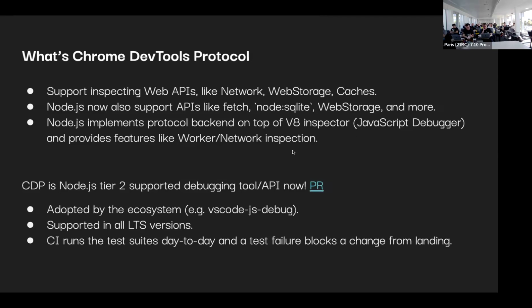And this means that we can also implement these backend protocols to enable the Chrome DevTools frontend to inspect these features, like inspecting the network requests of a Node.js process and inspecting SQLite databases in the DevTools, which we don't have today. Developers don't have to install extra tools to debug a Node.js process.